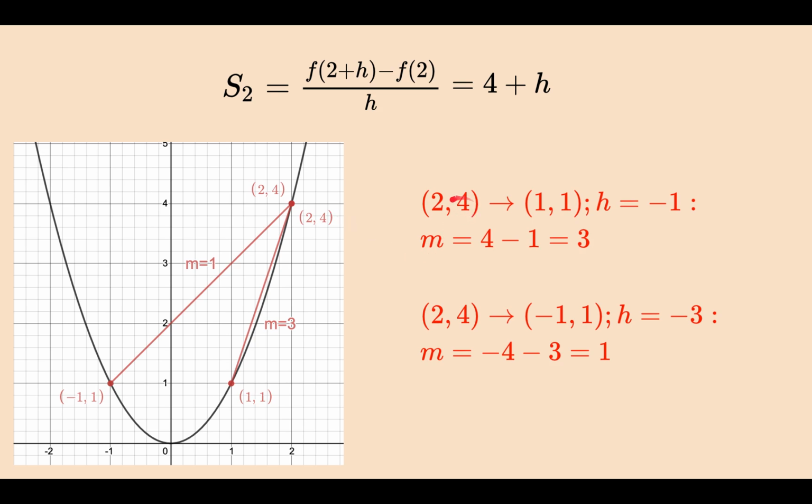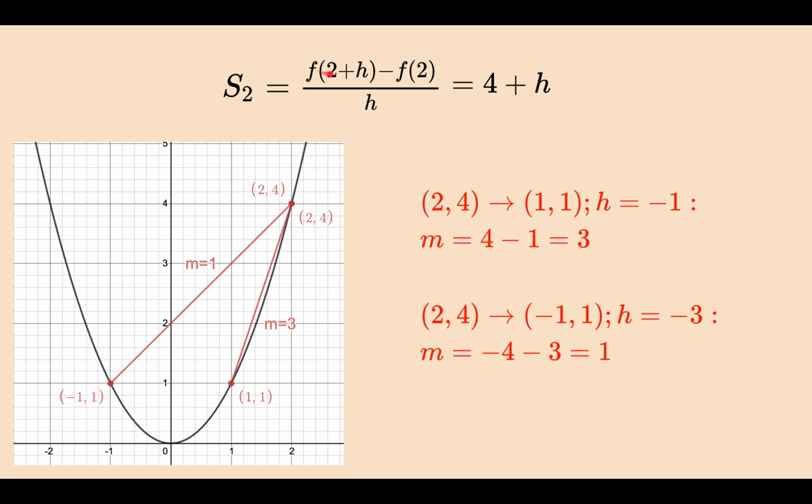So if I go from 2, 4 to 1, 1, from 2 to 1 is a negative h. I'm going 1 in the negative direction. And so 4 plus a negative 1 is 3. And you see that's how I get my slope. So this actually is the exact, and they had to be the same answers, right? But this now will tell me the slope based on the change that I want to do from this 2 value, right?